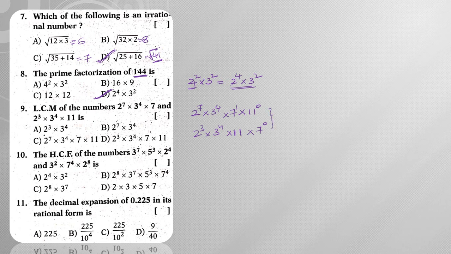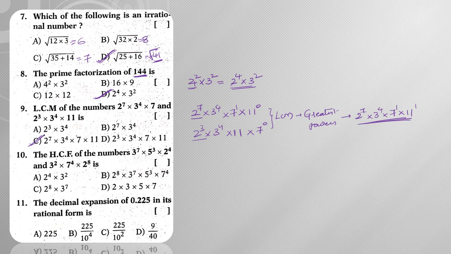Now to take out the LCM we need to consider the greatest powers among the prime factors. Among 2 power 7 and 2 cube, 2 power 7 is greatest, right? So here we will be writing 2 power 7. Next, among 3 power 4 and 3 power 4, since both are equal, you can consider any one of them, 3 power 4. Next, 7 power 1 and 7 power 0, 7 power 1 is the greatest. 11 power 0 and 11 power 1, 11 power 1 is the greatest. Hence the LCM of this particular question is 2 power 7 into 3 power 4 into 7 into 11.